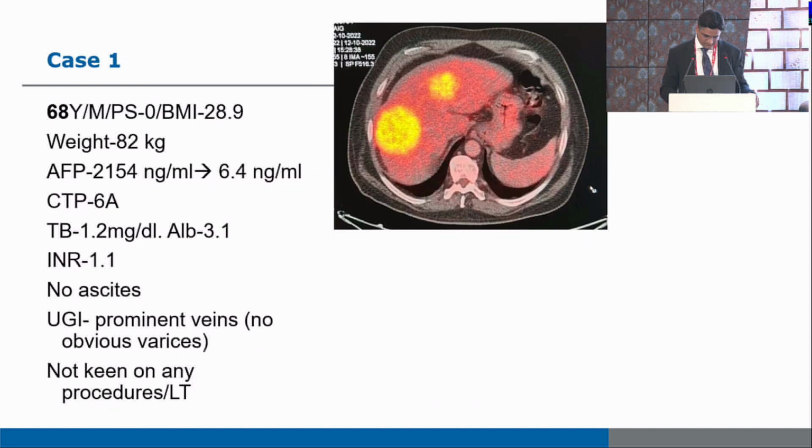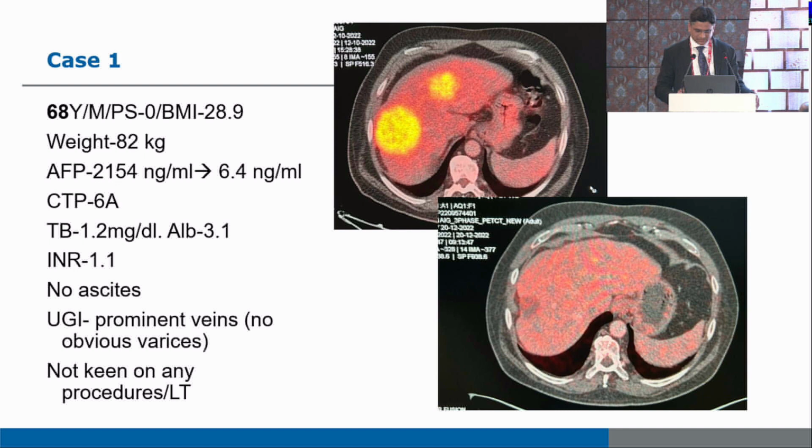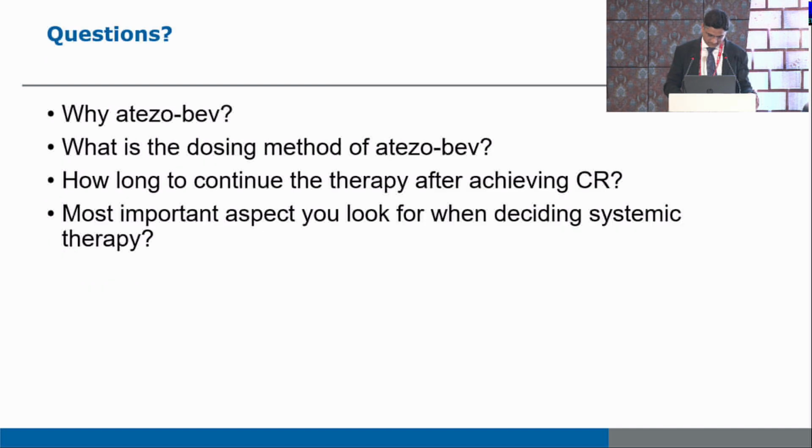This is the second case, a simple case, 68-year-old, good performance status, not willing for transplant. He has some reservations regarding procedures and transplant. Only prominent veins, quite affordable. We started him on immunotherapy. After 3 cycles, complete disappearance of tumor. He fits very well into the IMbrave criteria, although this is not frequently seen in our practice. But if you have a patient who fits into the IMbrave criteria, he will definitely respond to immunotherapy.